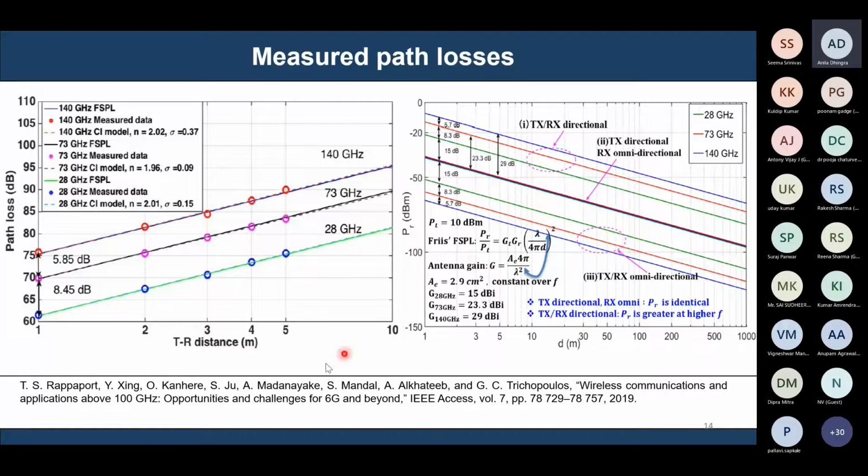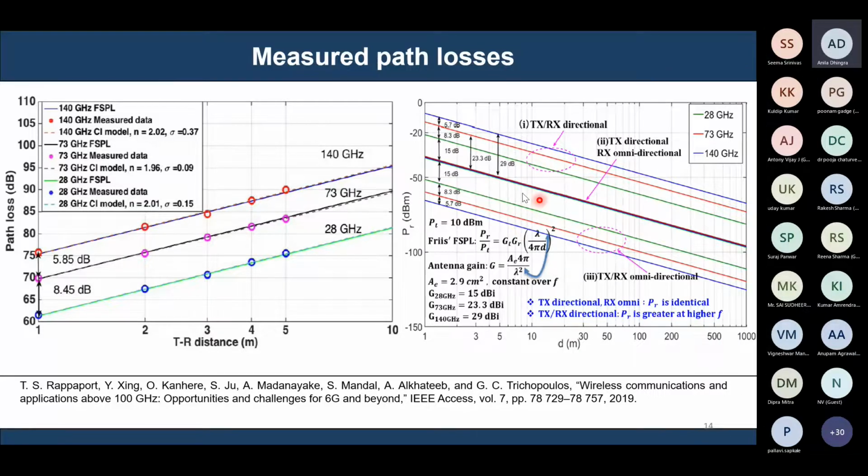This green line shows my 5G right now, and this red points shows my 0.1 terahertz and beyond, so it's above 60. So when I go higher in the frequencies, my path losses are getting high. Also, when the separation is increased, I'm going to lose over these distances.